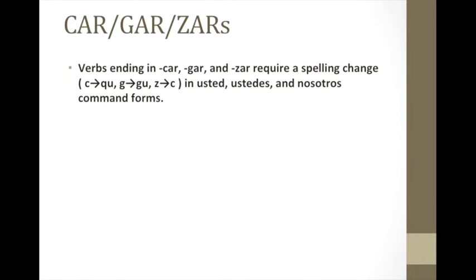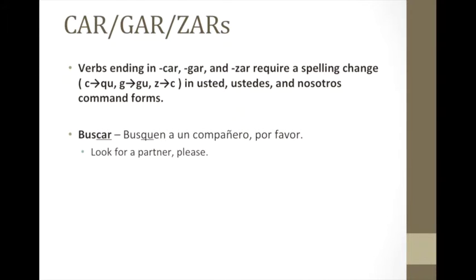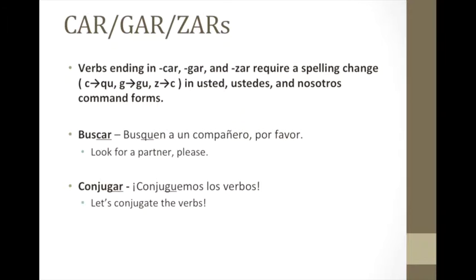For CAR, GAR, ZAR verbs, we're going to have to do that spelling change as well, just like we did in the tú commands. Buscar would become busquen with a QU. So "busquen a un compañero, por favor" is "look for a partner, please." That's the ustedes command. Conjuguemos los verbos. Let's conjugate the verbs. That's where we get our website title, Conjuguemos.